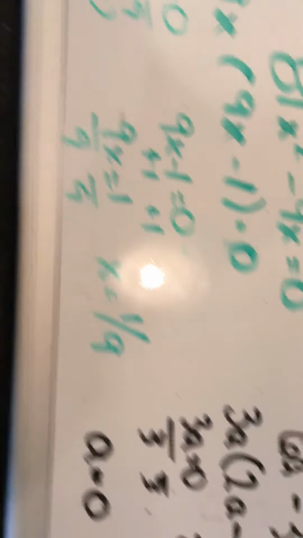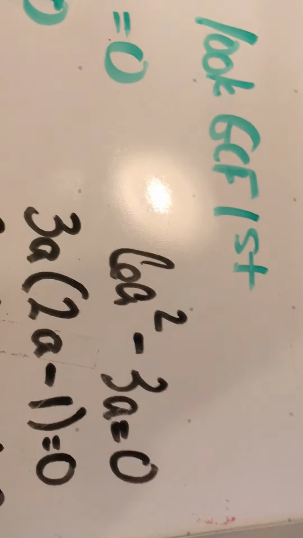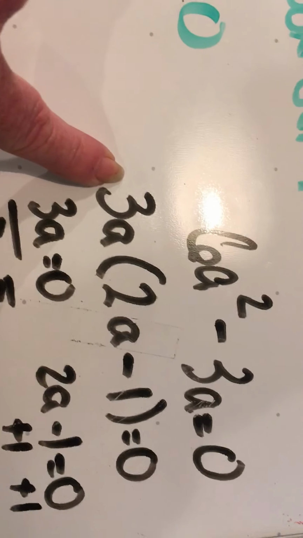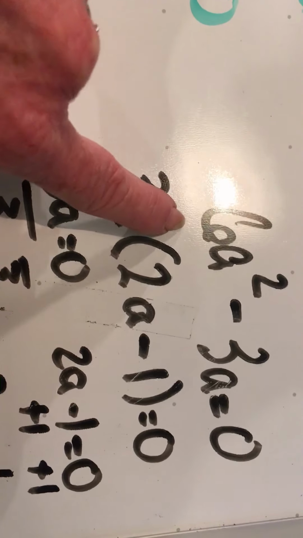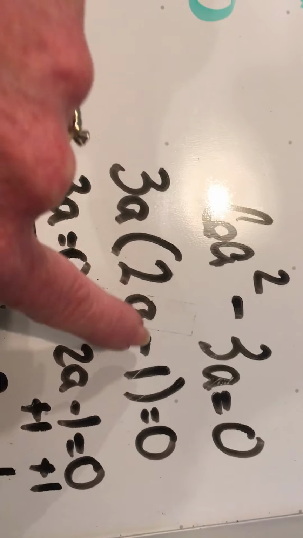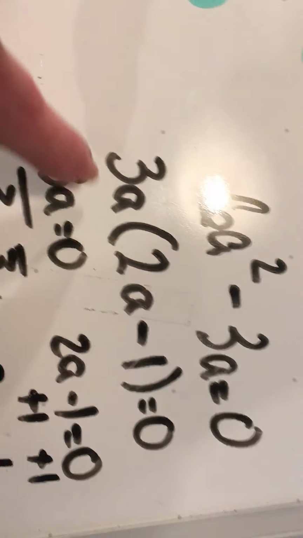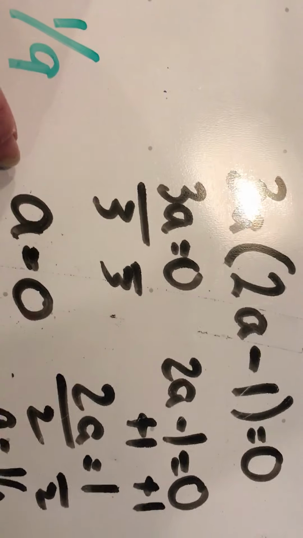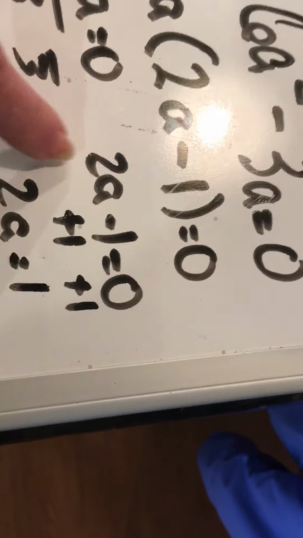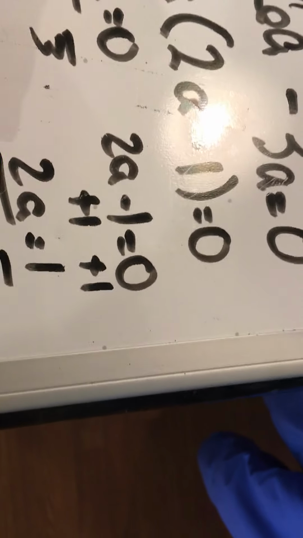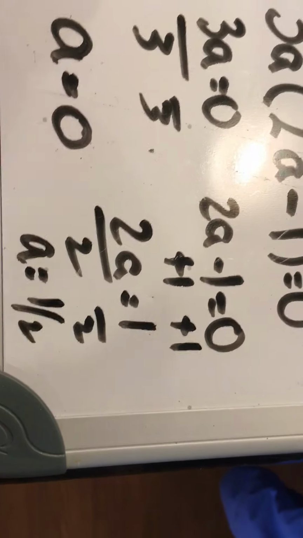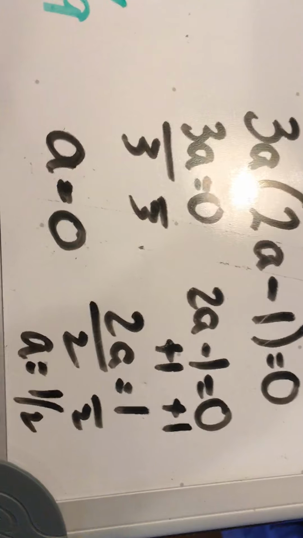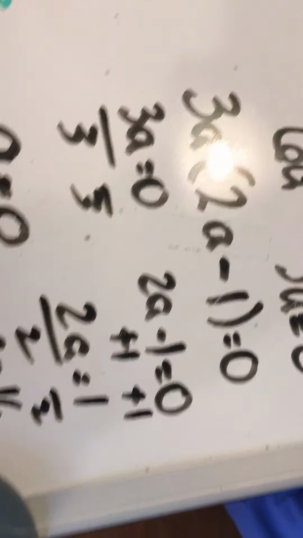Okay. Another greatest common factor problem to practice. 6a squared minus 3a equals 0. Greatest common factor 3a. If we factor out a 3a, 3a times what gives me 6a squared? 2a. 3a times what gives me negative 3a, which would be negative 1. Solving it, 3a equals 0. Divide by 3, a equals 0. 2a minus 1 equals 0. Add 1 to both sides. 2a equals 1. Divide by 2. a equals 1/2.